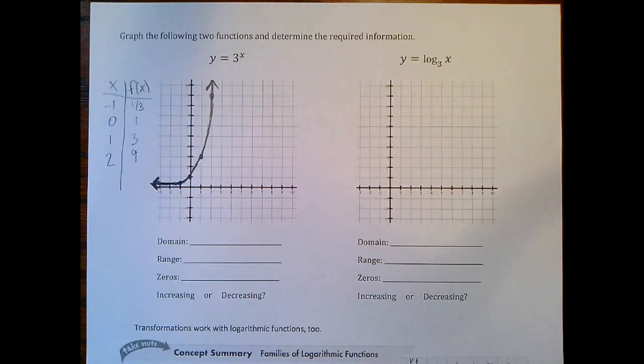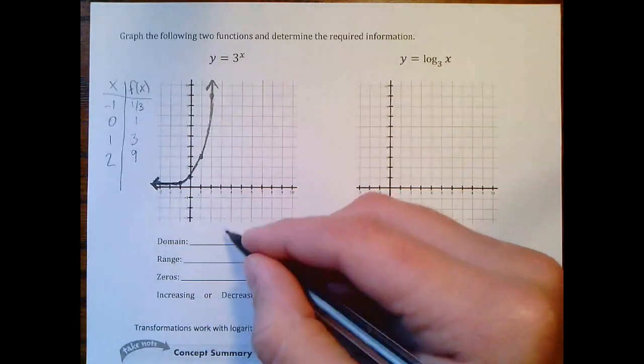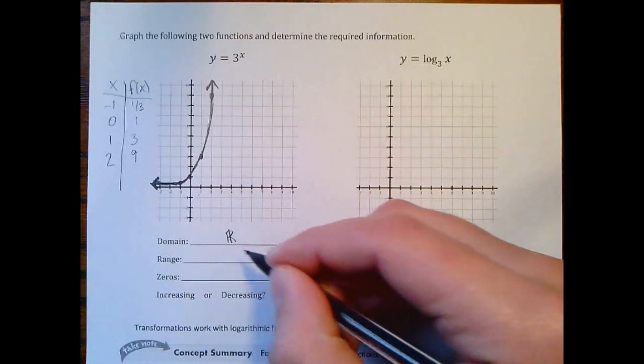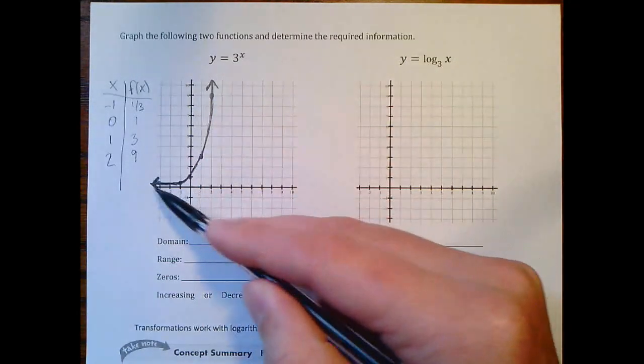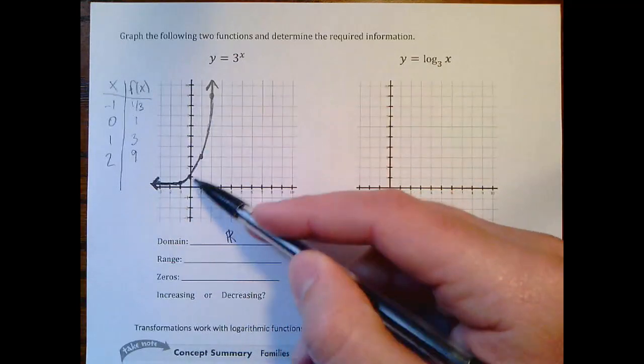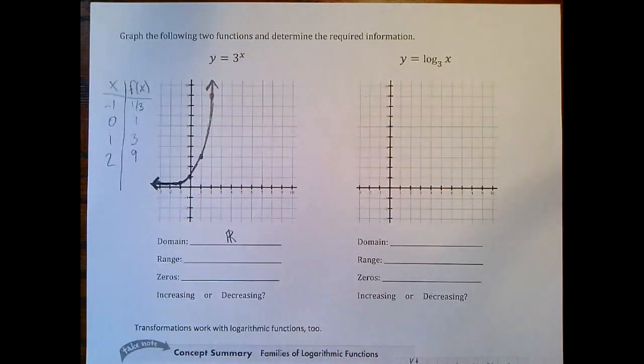All right, guys, so how about the domain? The domain in this case is going to be all real numbers from -infinity to positive infinity. To the left, it goes forever. To the right, as it's moving up, it's also going to go forever. So the domain will be all real numbers.